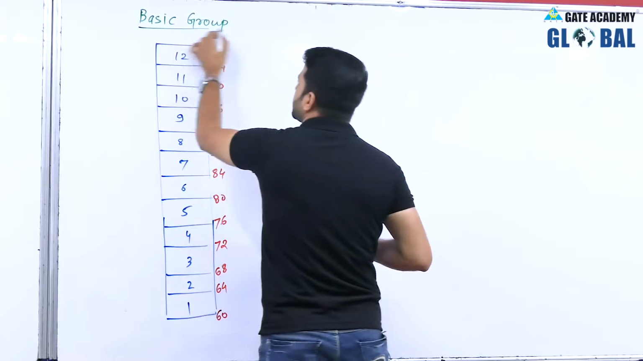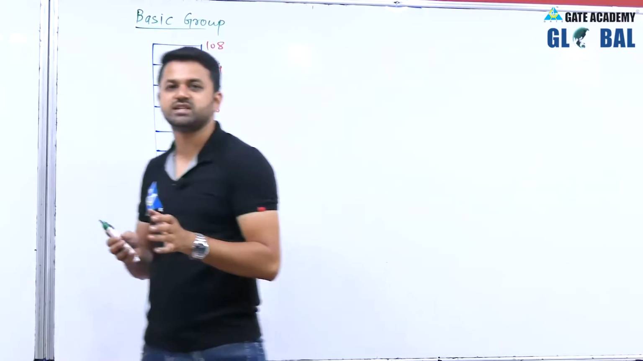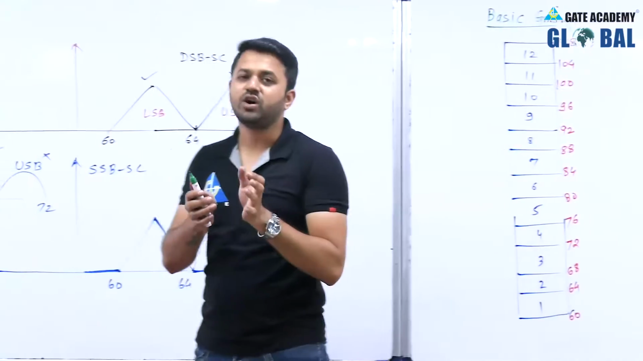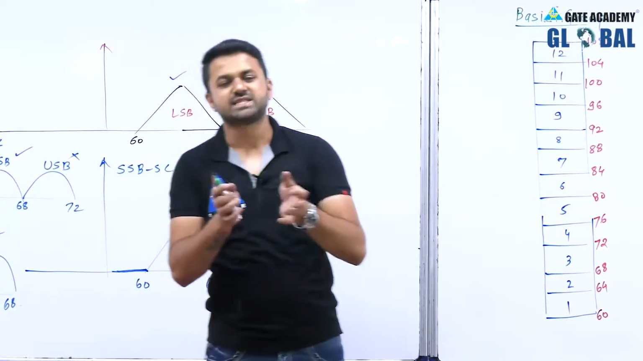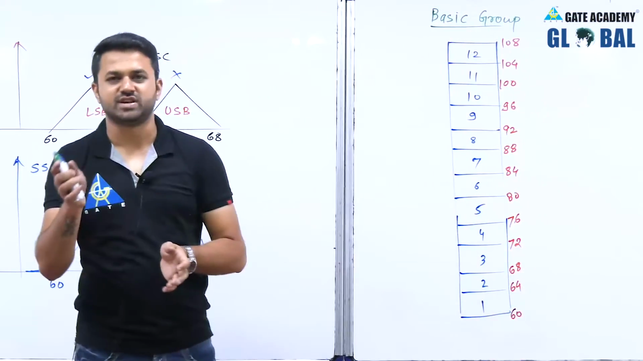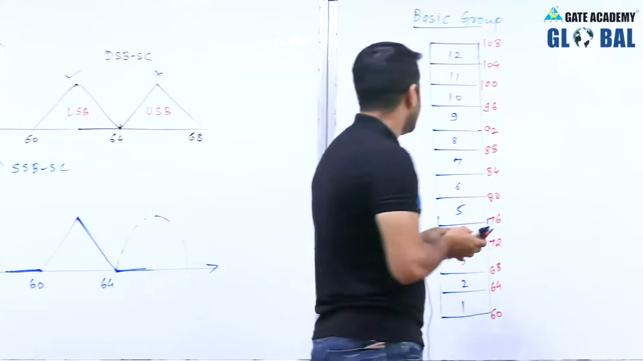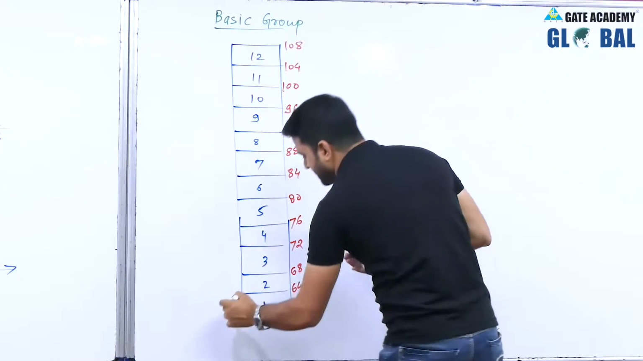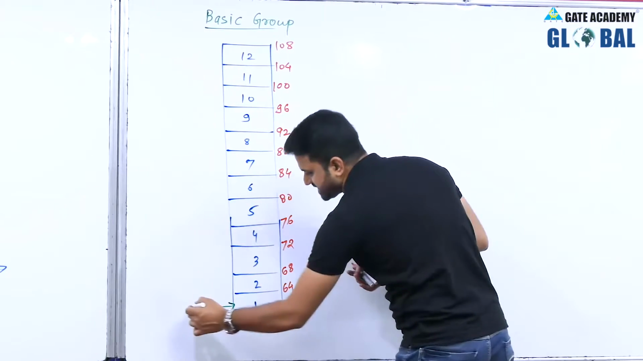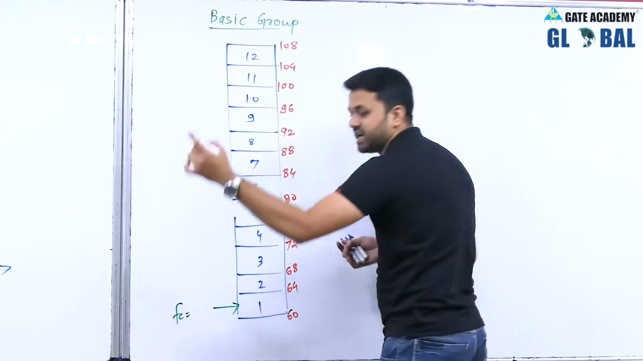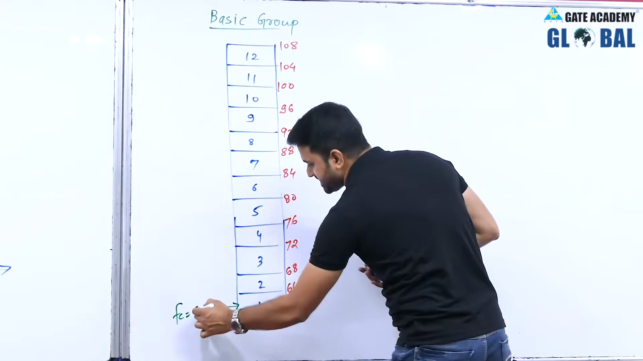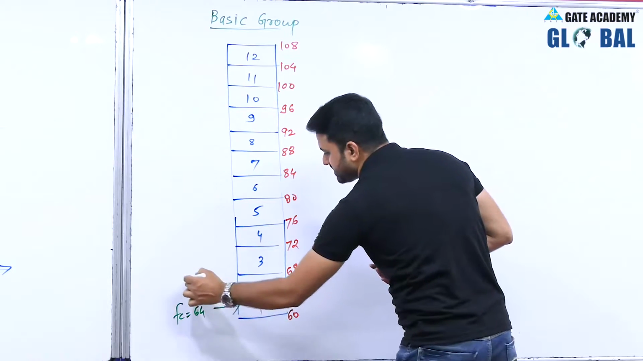This is called basic group. When we combine the 12 users, then this is called basic group. And now this basic group is having the range 60 to 108 kilohertz, and all are having carrier frequency. So here we can calculate this carrier frequency from that formula, and it is 64 for second user.